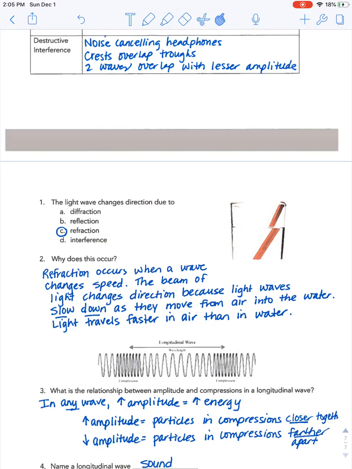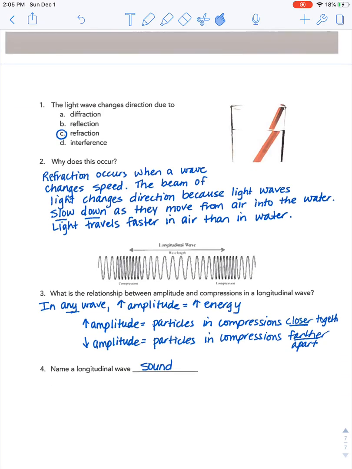And number 4, a longitudinal wave would be sound. Please do not say slinky. A slinky is a kid's toy. We do use it to show longitudinal waves a lot as demonstration, but a slinky is not a longitudinal wave. It is a kid's toy. A longitudinal wave would be sound.